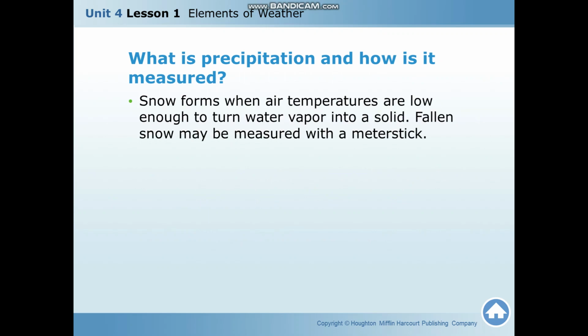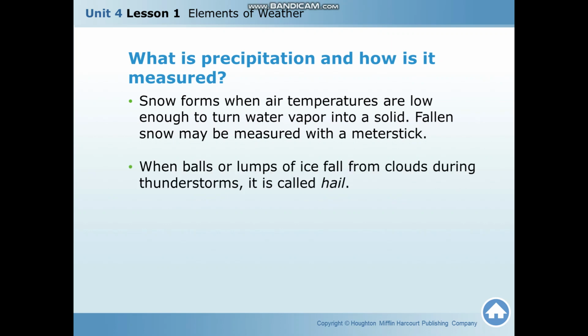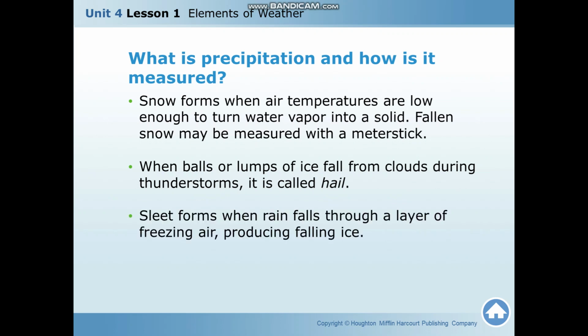Snow forms when air temperatures are low enough to turn water vapor into a solid. So fallen snow may be measured with a meter stick. So you are also familiar with the snow. Rain and snow we are familiar with. So when balls or lumps of ice fall from clouds during thunderstorms, it is called hail. So this one we might not be that familiar with, especially the difference between the hail and the sleet.